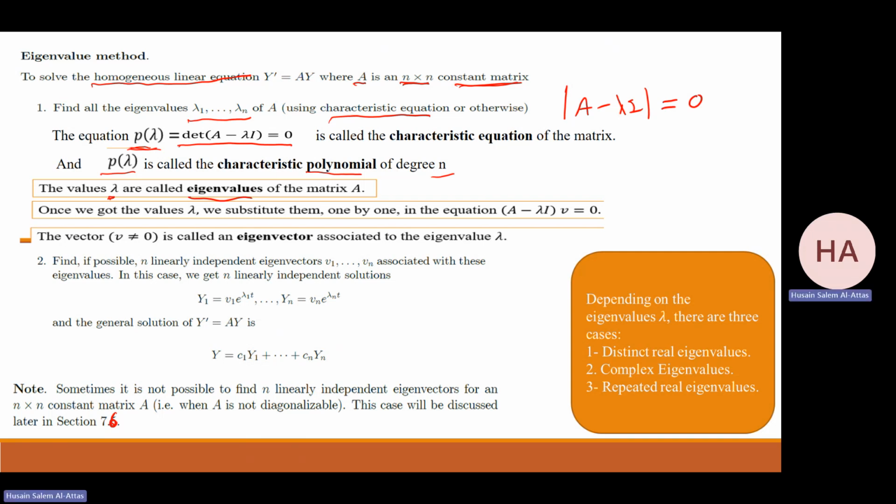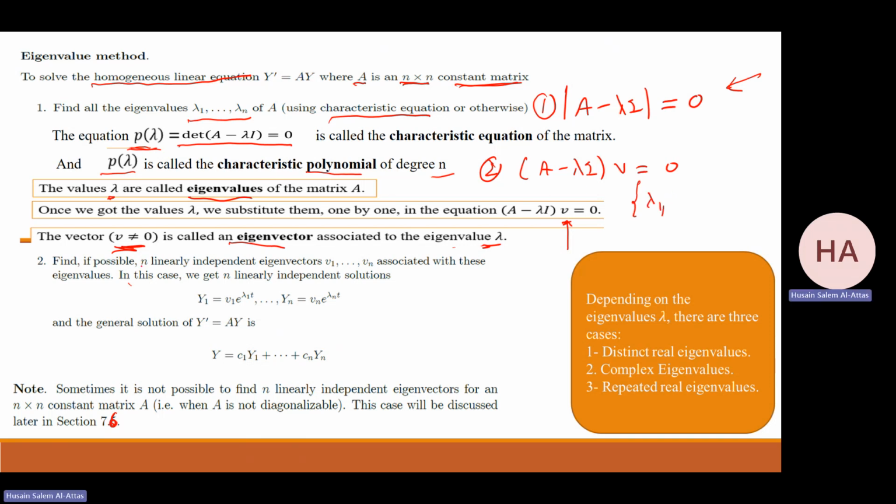What will I do with these eigenvalues? I will look for eigenvectors V such that A minus lambda I times V equals 0. So V is an eigenvector. Notice if V equals 0, it is always a solution, so we're not concerned about V equals 0. We are concerned about V not equal to 0, and we get an eigenvector associated with this eigenvalue. Then for each lambda, I will try to find associated eigenvectors. So I get a list of lambdas.